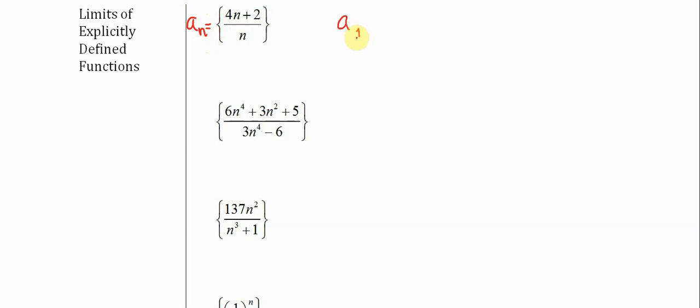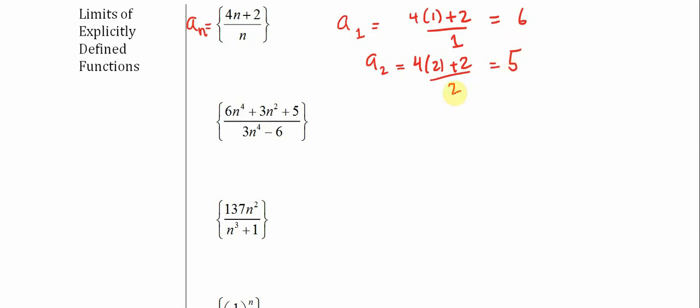So a sub 1 in this case is equal to (4 times 1 plus 2) divided by 1, so that's 6. A sub 2 is going to be equal to (4 times 2 plus 2) divided by 2. So that's 10 over 2, so that's equal to 5. As an example here in this first one, if we were to keep expanding it, we're using this formula to plug in some numbers and figuring out what the sequence will be equal to.